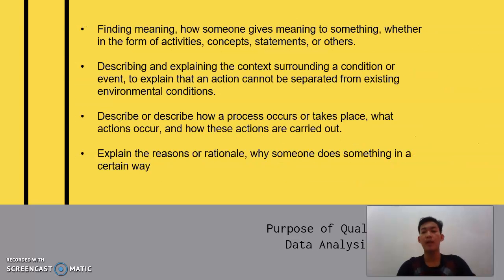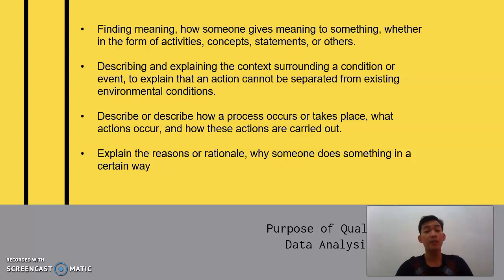Okay, this is the purpose of qualitative data analysis. The difference from quantitative analysis is that quantitative focuses on how we get the results from the process, for example using mathematical tools. But in qualitative, the important thing is the process rather than the result. The first purpose is finding the meanings of how someone gives meaning to something, whether in the form of activities, concepts, statements, and others. The second is describing and explaining the context surrounding the conditions of an event, for example, explaining that actions cannot be separated from the existence of environmental conditions.